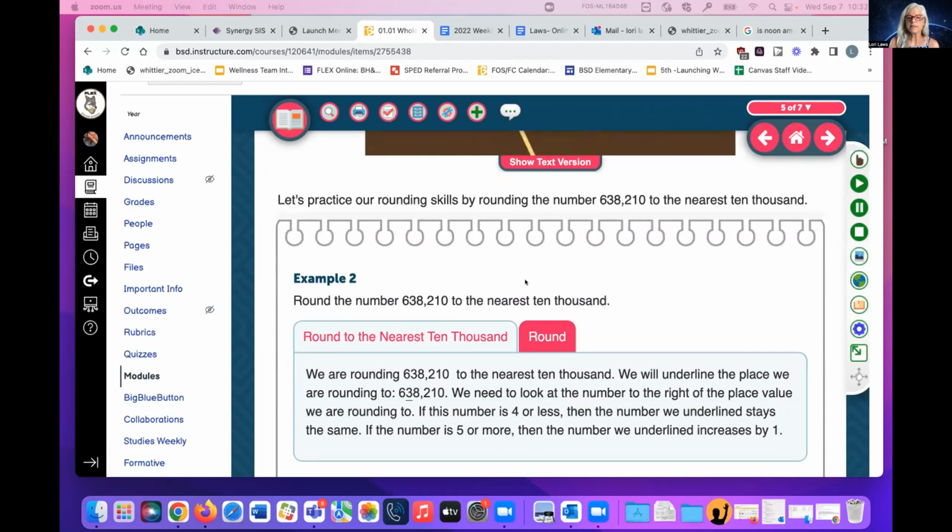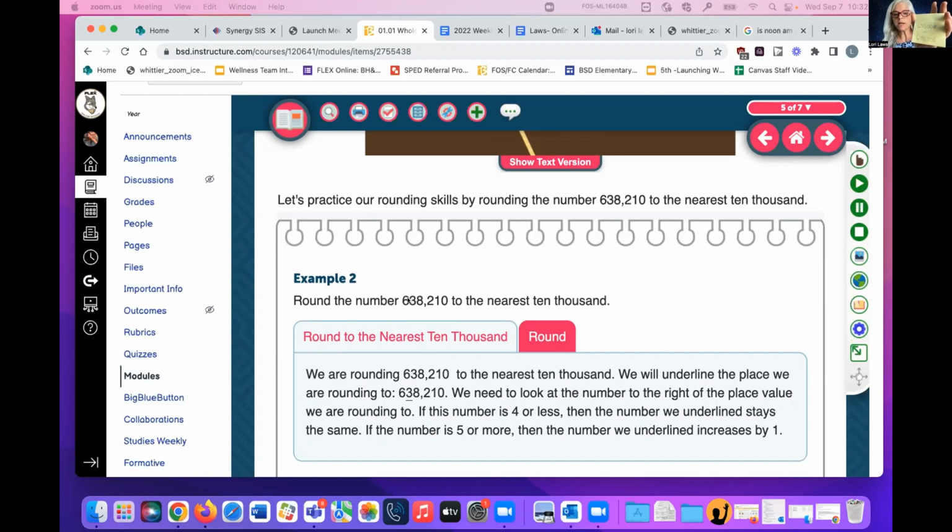Okay, so our first thing is we have to find the 10,000s. Let's see: ones, tens, hundreds, thousands, 10,000s, this 3. Right now, you know that number is either going to be, remember, everything to the left stays the same. So you're going to have 600,000 and 30,000, everything to the right being zeros, or you're going to have 600,000 and 40,000. It either stays the same or goes up. Those are your only 2 choices.